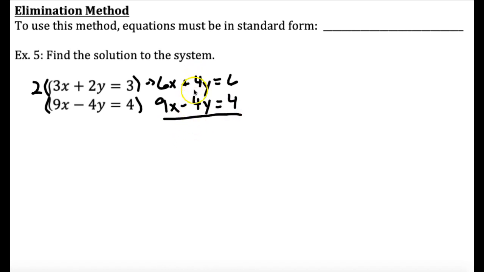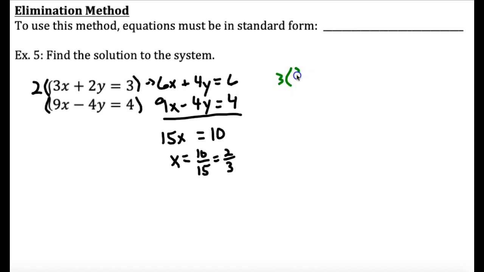So add these together, we get 15x, those cancel, equals 10. Divide by 15, and we'll get x equals 10 over 15, which would reduce to 2/3. So I want to take my answer of 2/3 and plug it back into either of these equations for x. I'll use the first one.